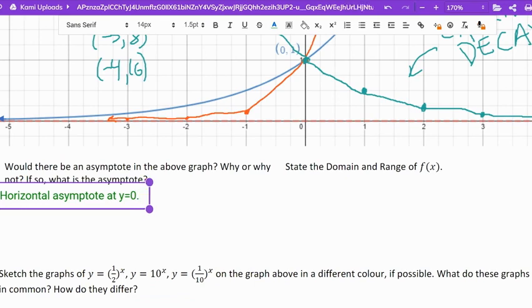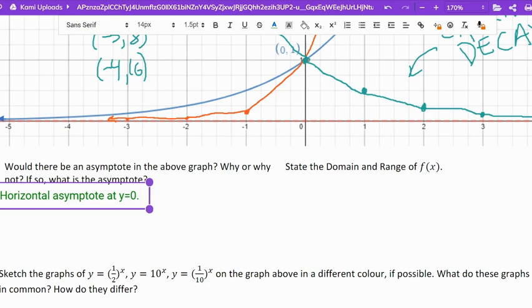Then state why it is that there is an asymptote at y equals 0. Why will we never get into a negative? Because if you put something to the exponent, and then 0... exponent 0. That's right. With a positive, right?